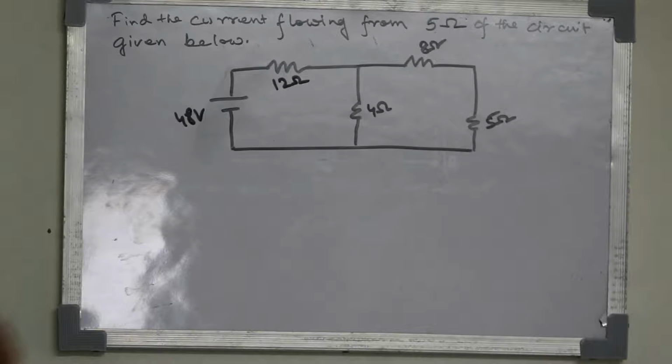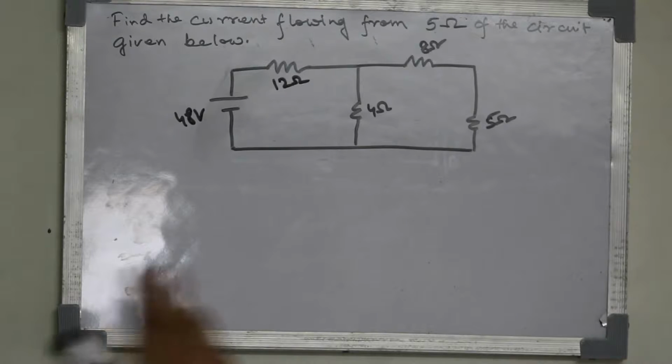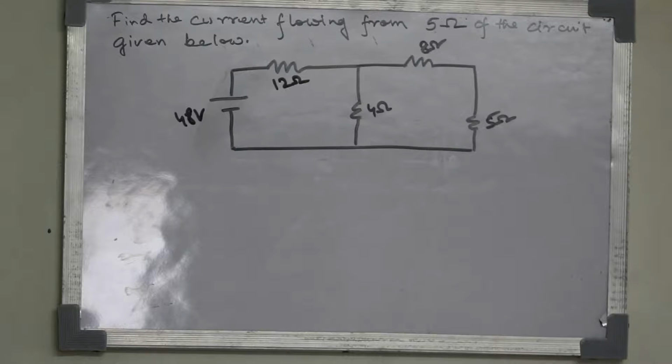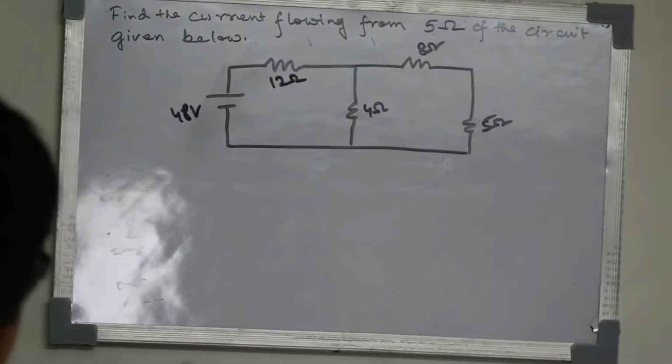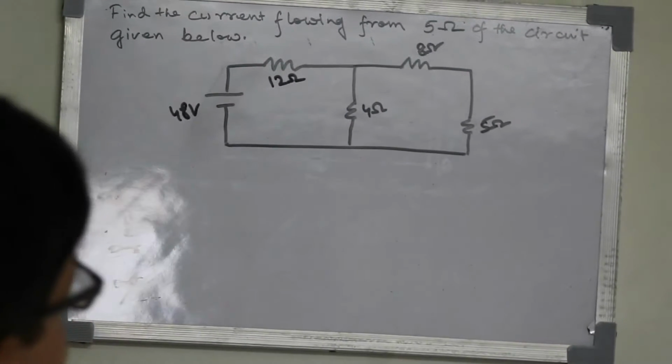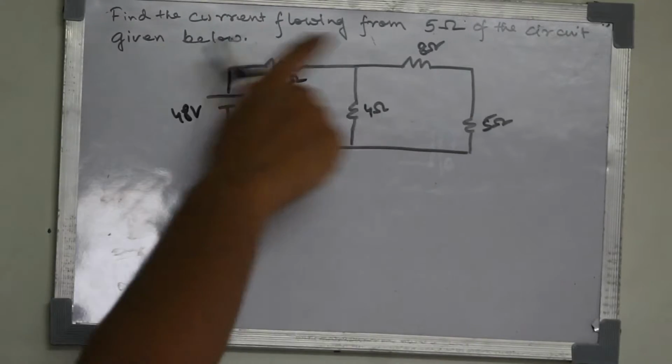Hi guys, today in this video we'll solve this problem using Thevenin's theorem. Thevenin is the name of a scientist who invented this theorem. And here the question is like this: find the current flowing from the 5 ohm of the circuit given below.